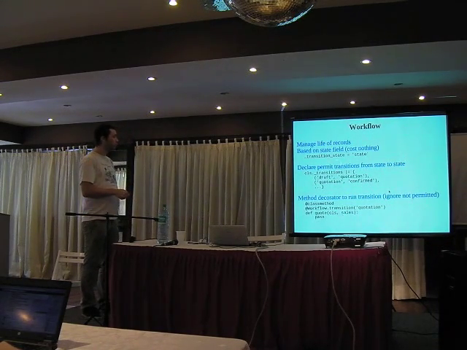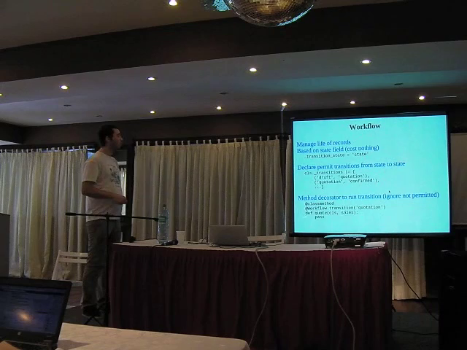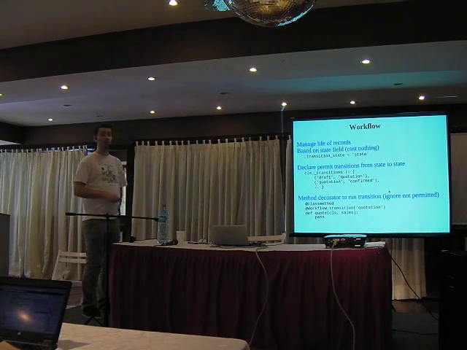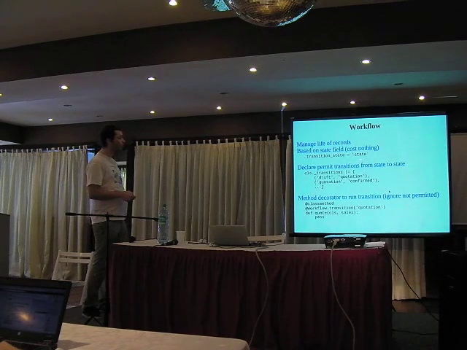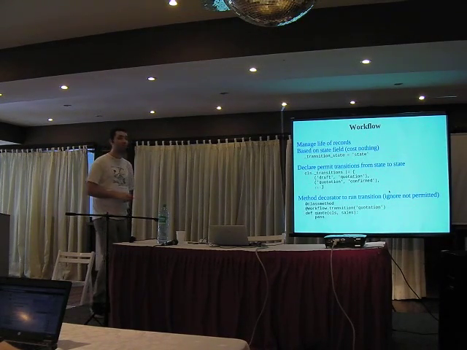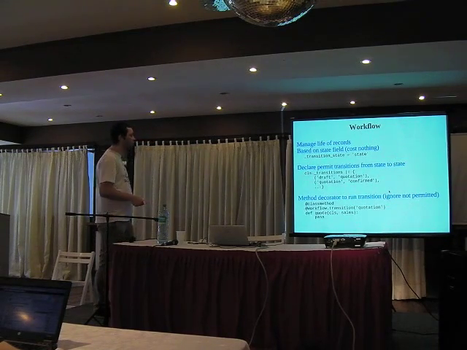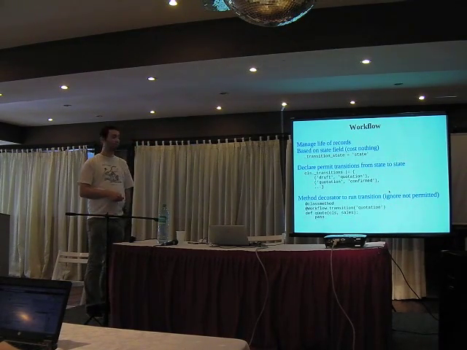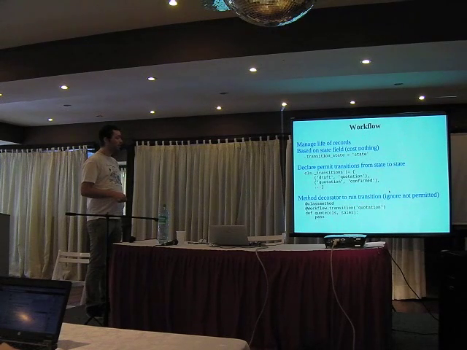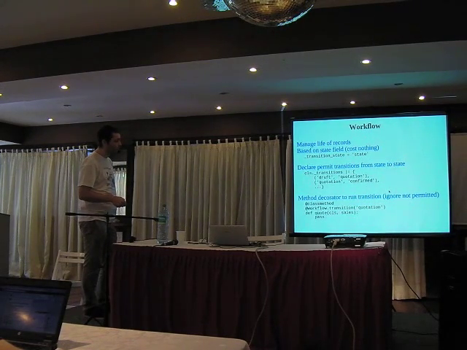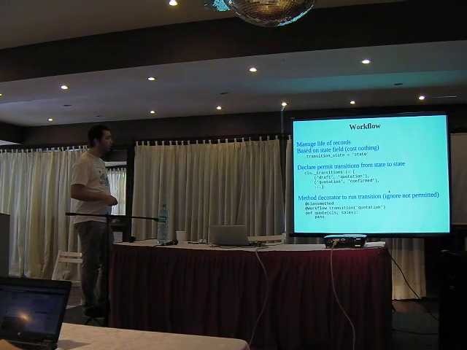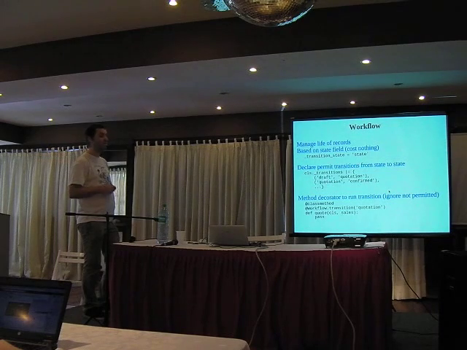And to check these transitions, we use methods. So you do not update the state field anymore. Normally, you should never write on it. You should let the workflow transition manage it for you. So you define here the state to which you want to go, and it checks that you are coming from the right state.